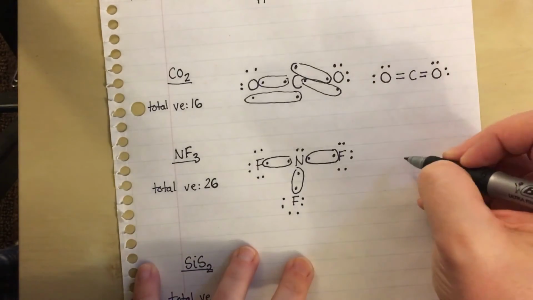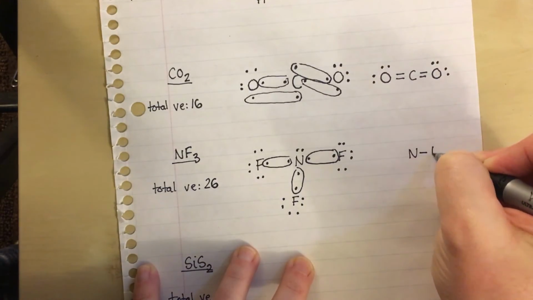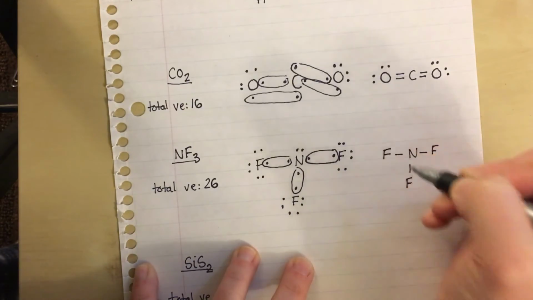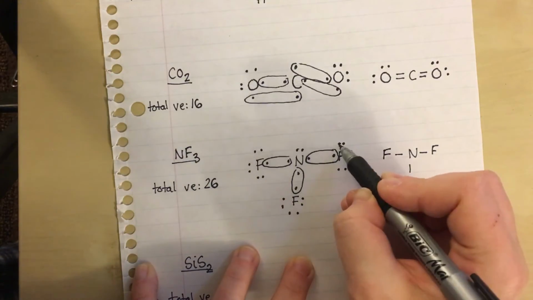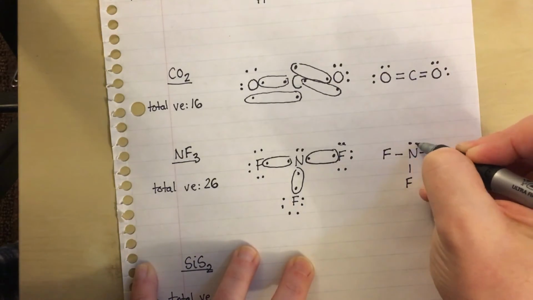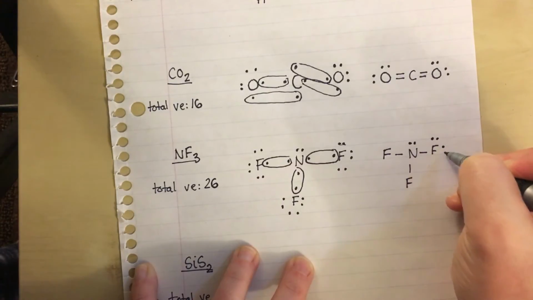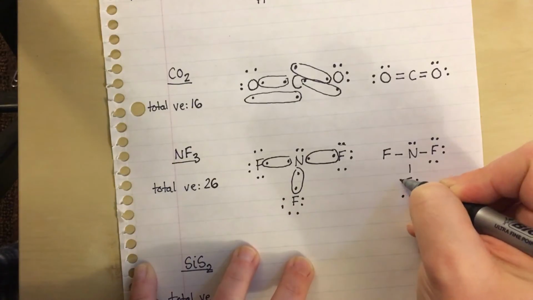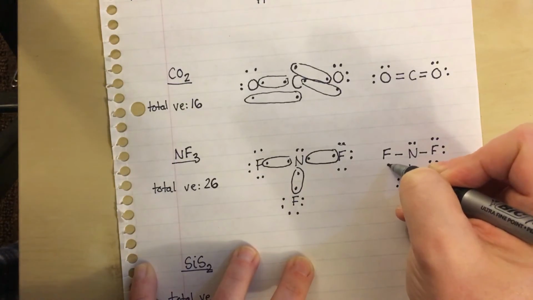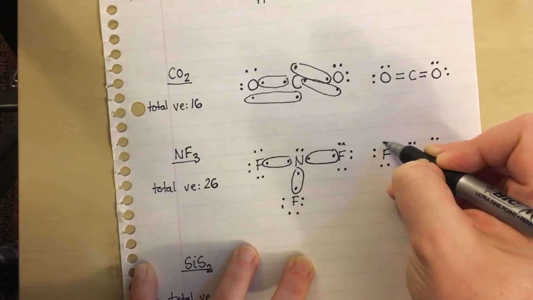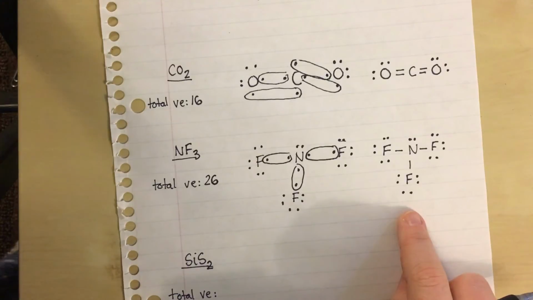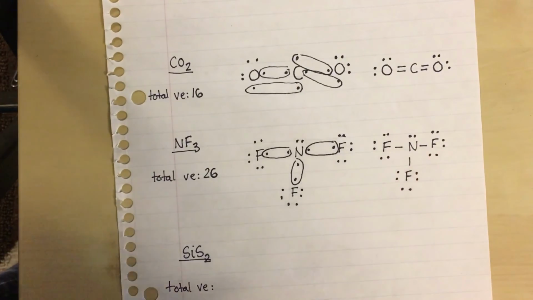I'm going to redraw my structure with nitrogen in the middle and some single bonds leading to each fluorine atom. I'm not done until I've drawn every pair of electrons that are around all the atoms to keep my octet intact. So each fluorine will have 6 valence electrons unshared, and nitrogen will have 1 pair of unshared electrons. Okay. This is my Lewis structure for nitrogen trifluoride. Nitrogen in the middle, 3 single bonds leading to 3 fluorine atoms.